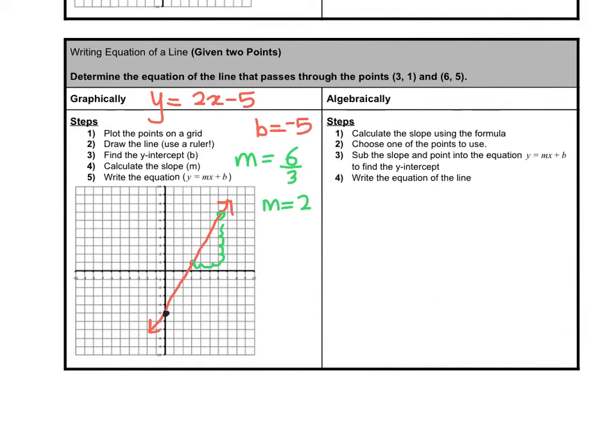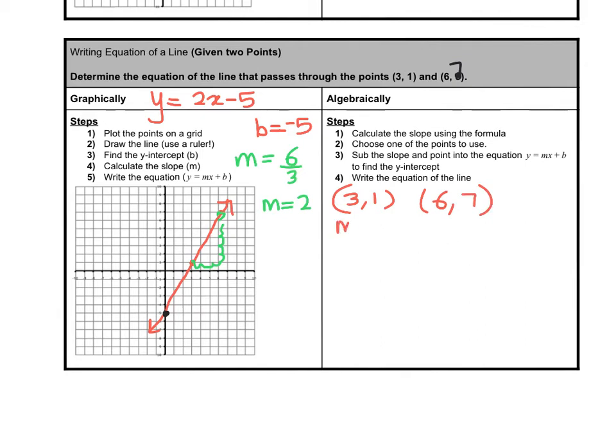Now we're going to use the same information, same question, no graph, and figure out how we can do it algebraically. So our first step to figure out algebraically is to use the slope formula to figure out slope because we don't have a graph. So I'm going to just rewrite the points here, (3, 1), and there's an error here. This should be a 7. Okay, so (3, 1) and (6, 7).